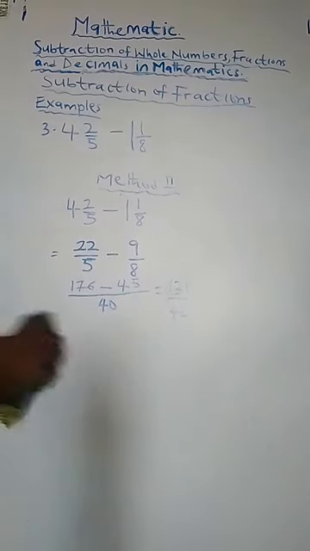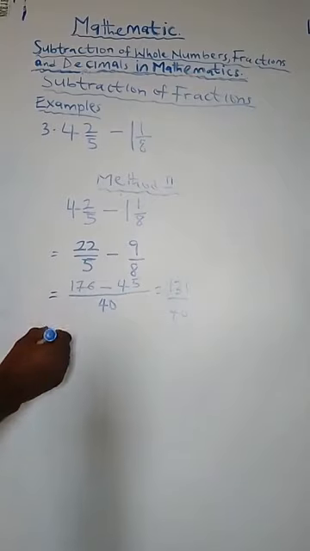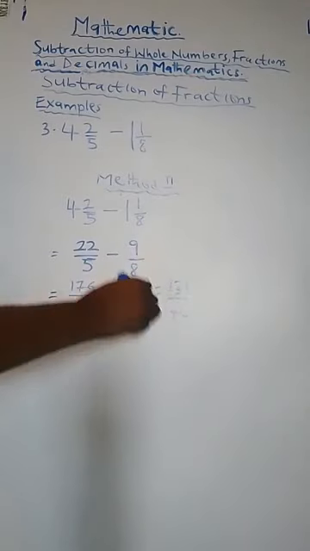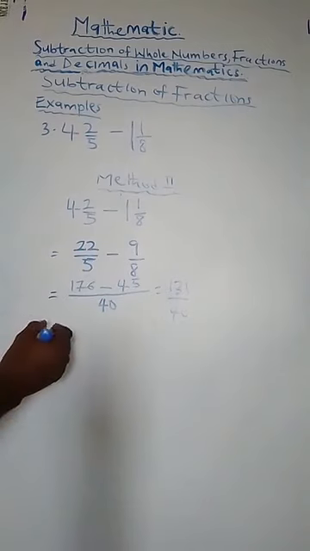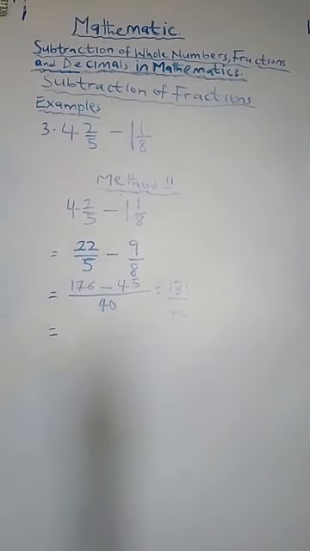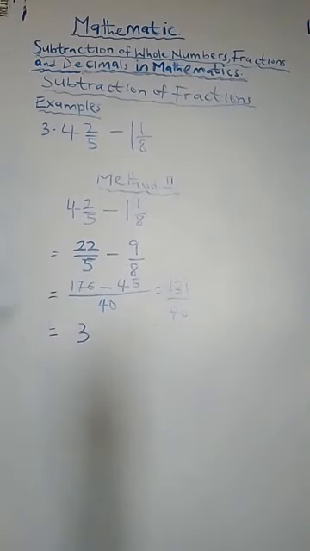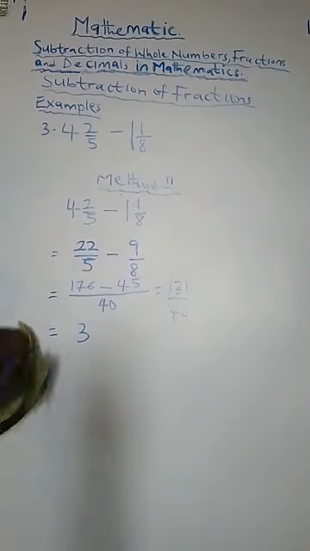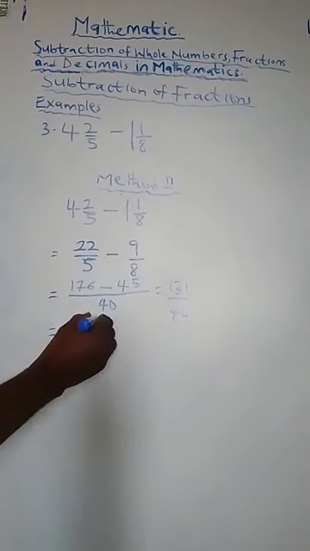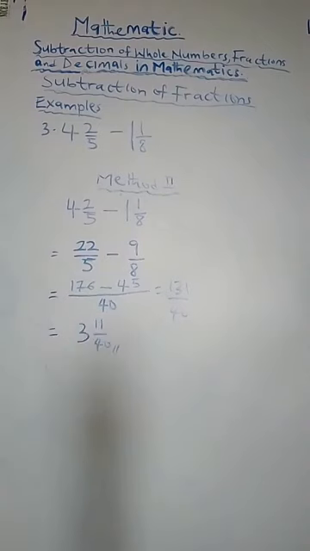This is an improper fraction. So the next thing is to convert it to a mixed number. How do we do that? Now ask, how many 40s can we get in 131? That would be 3. So 3 times 40, 120. 131 minus 120. This is 1. This is 1. This is 0. So we have 11 left. So this will be 11 over 40. The answer for the first method and the second method are the same.